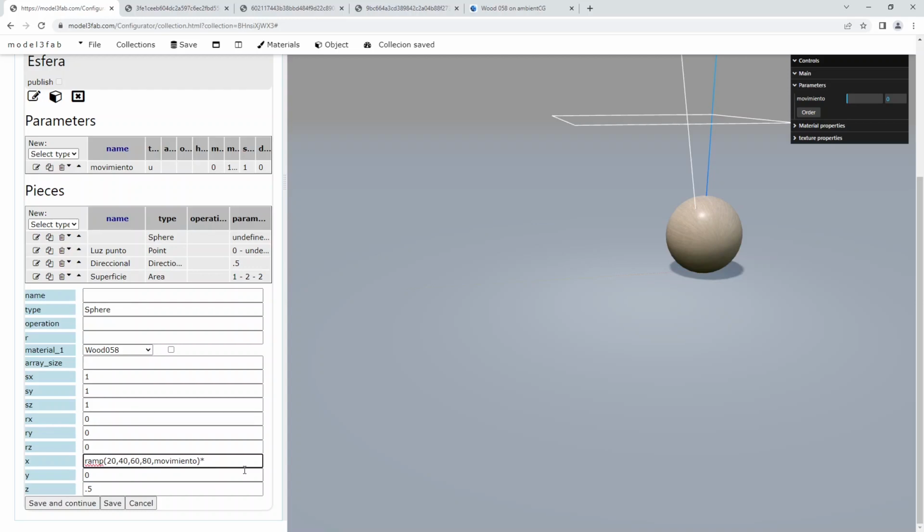Before, movement was worth between 0 and 100. Now the ramp function will give us a value or result always between 0 and 1, so we multiply by the maximum distance, 5. Now we see that it moves from 20 until it reaches position 40. There it stops, and from 60 it moves back down to position 80.